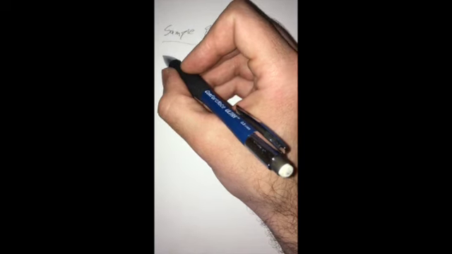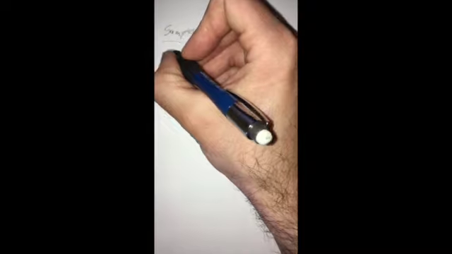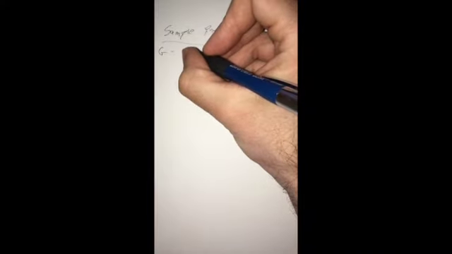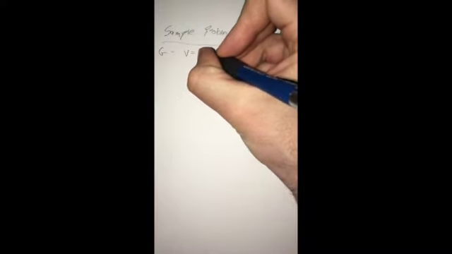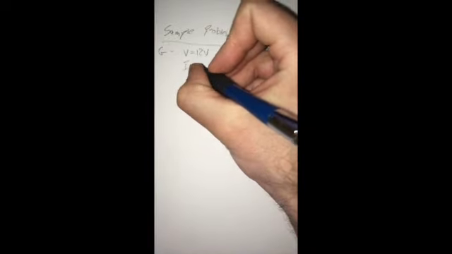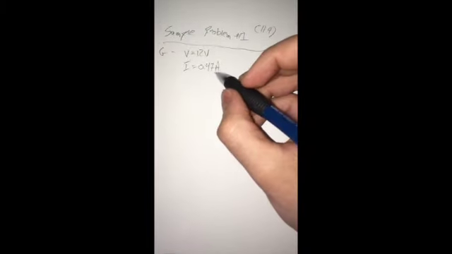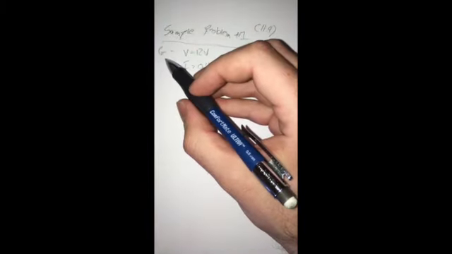So let's start off with our G. What is given to us? Well, we are given the potential difference, which is the voltage. So that is equal to 12 volts. And then we have the current of 0.47 amps. And that's it, because we're looking for the resistance. So that's our G, which is our given.